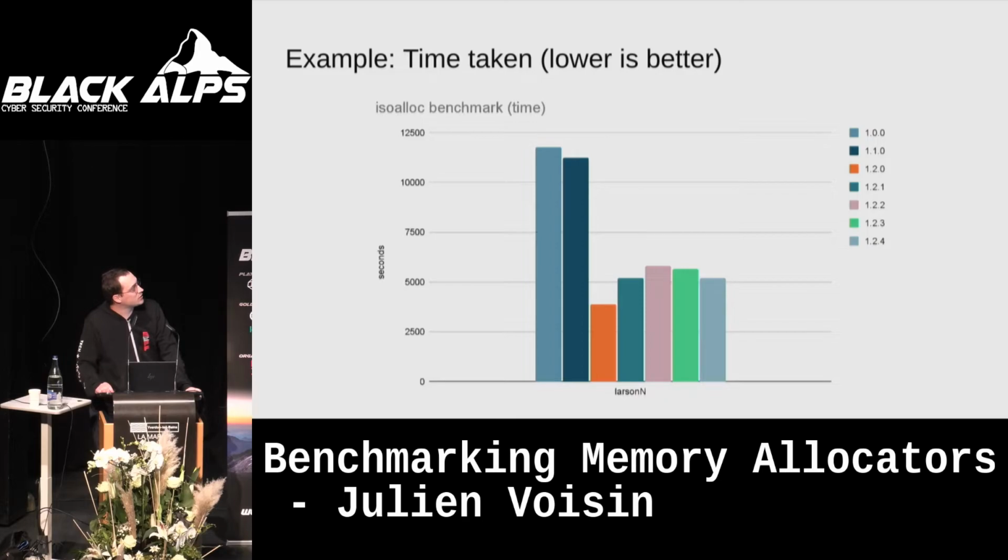IsoAlloc, that I really like, the time it takes to run some artificial benchmark using a paper. You can see the first 2 releases were slow, then it went way better. Then the author added more security features, so it took more time, and now it's going down, and hopefully the next version will go down even more.